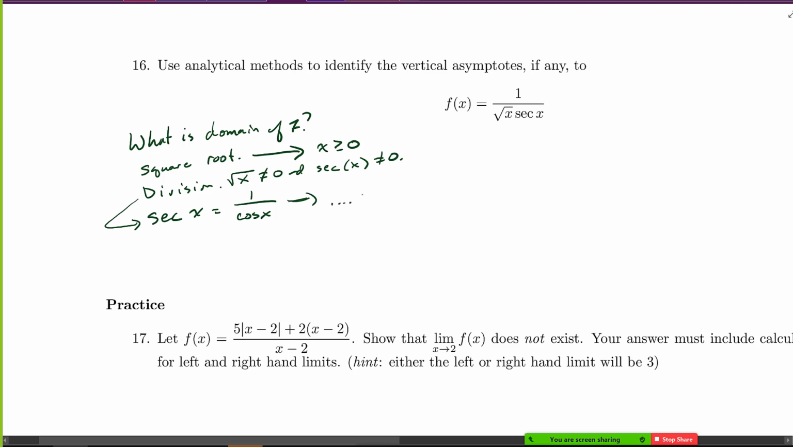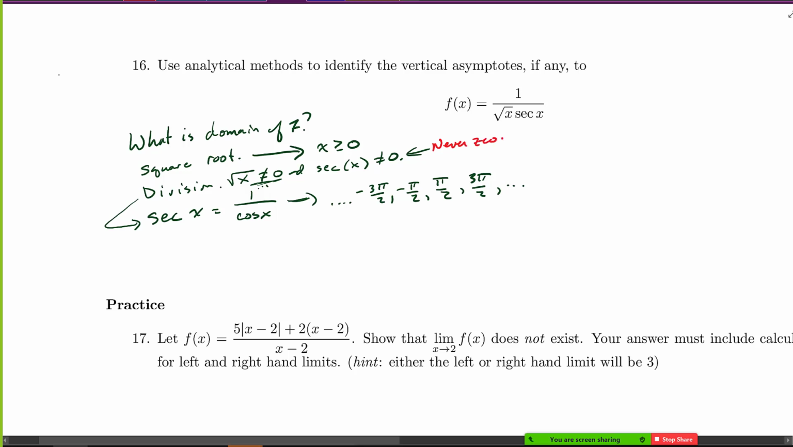And I should be a little more careful. All the odd multiples of pi over 2. So minus 3 pi over 2, minus pi over 2, pi over 2, 3 pi over 2, and so on. So this is where the secant's undefined. Division would be when this comes out to be 0, so that tells me that x can't equal 0. And the secant is actually never 0. So that's not a problem, in fact.